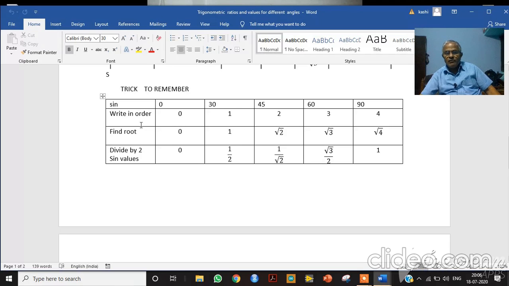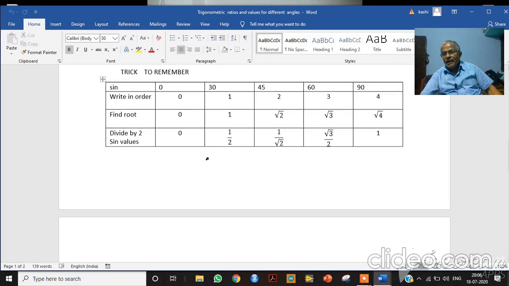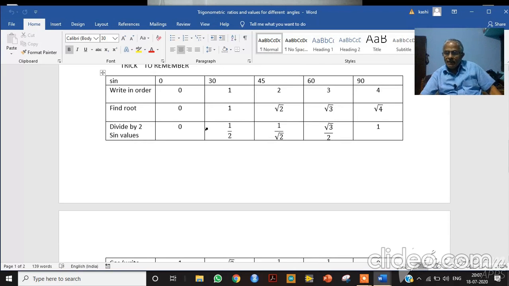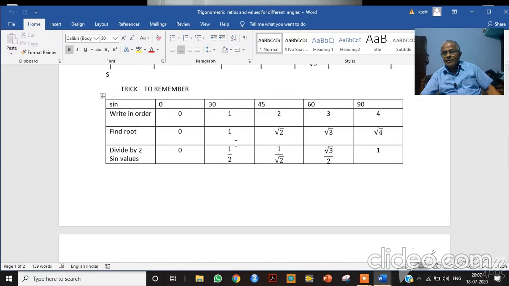So what way we should follow? You have to write 0 to 4 in order, then find their root, divide by 2. Then you will get sine values. If you reverse the order, you will get cos values. Then you can find tan. Tan means sine by cos. Cot means cos by sine. And cosec means 1 by sine. Sec means 1 by cos. So you have to find these values by remembering this trick.